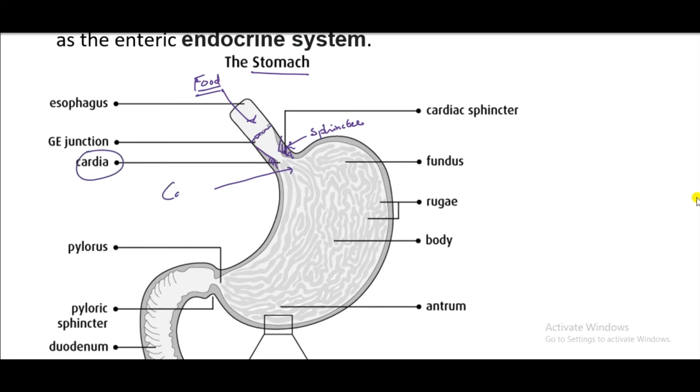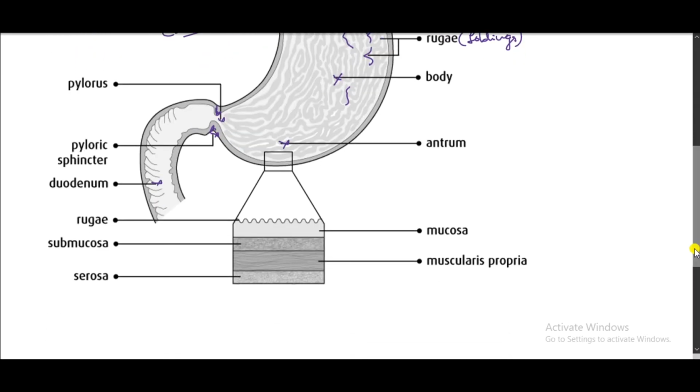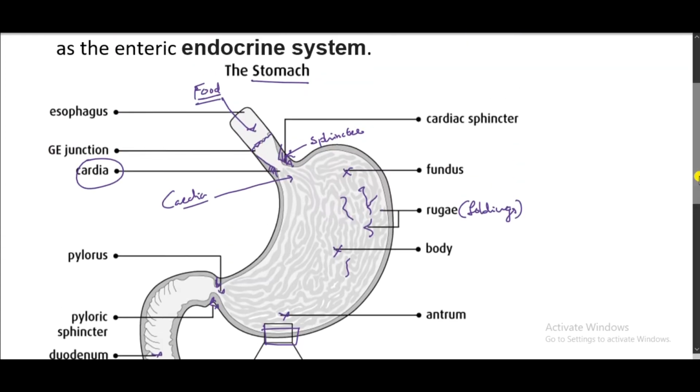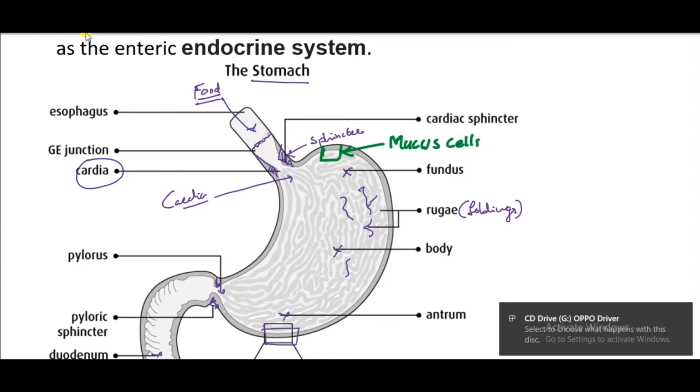We have a sphincter here, and this is the cardiac part, and the fundus part, and the body, and the antrum, and the pylorus. We have the pyloric sphincter here and the rugae, or the foldings, in the stomach. When we take the histology of the stomach, we can see four layers: mucosa, submucosa, muscular, and the serosa.